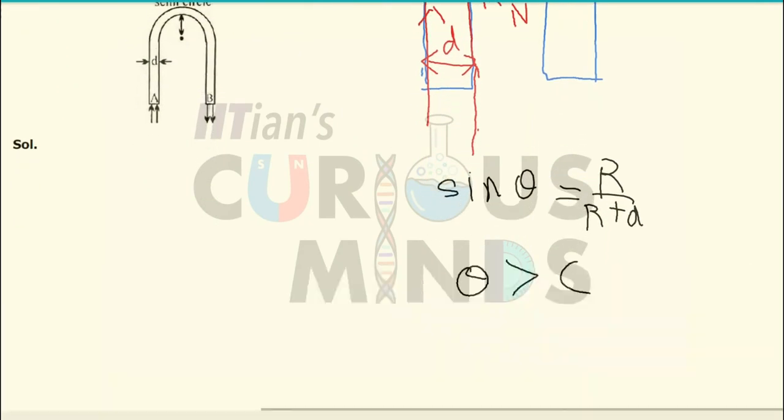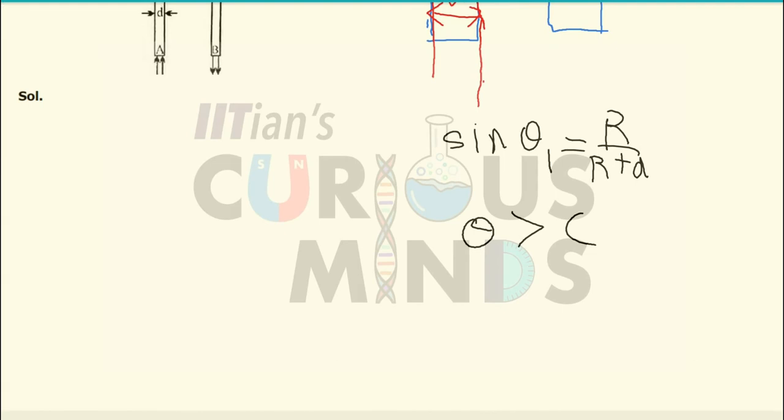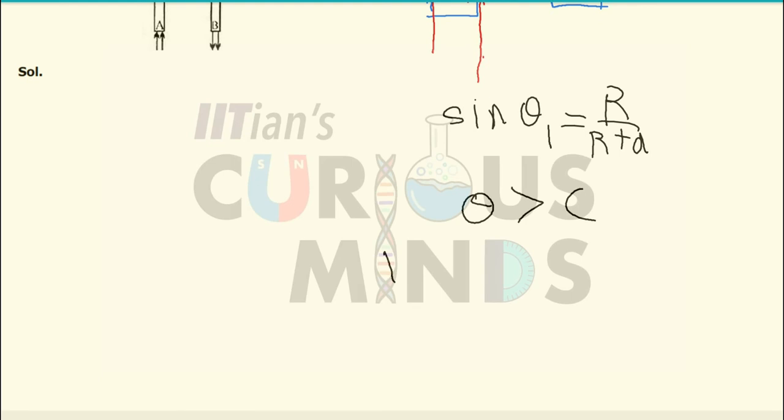So the important condition is that theta 1 should be greater than the critical angle, that is, sin theta 1 should be greater than sin C. When I substitute the values, R divided by R plus d, which is sin theta, should be greater than 1 by mu, that is, greater than sin C.